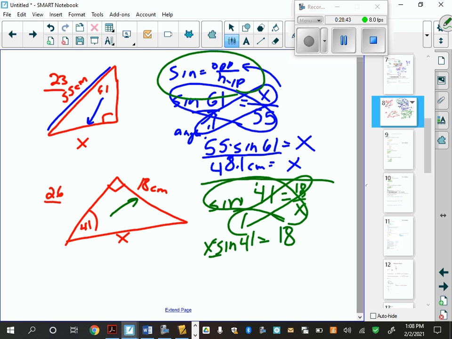So you divide both sides by sine 41. Everyone say sine, not sin. Say sine 41. Sine. Now that cancels. What's 18 divided by sine 41?